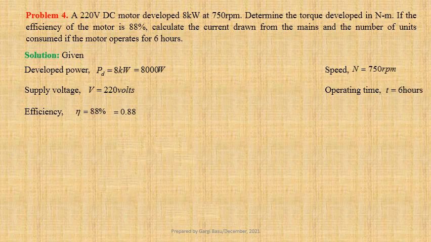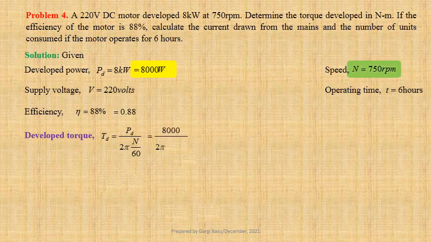Let us now calculate developed torque. TD equals PD divided by 2 pi N by 60. Using values we get 8000 divided by 2 pi into 750 by 60, that is equal to 101.86 Newton meter. Input power P equals PD divided by eta.